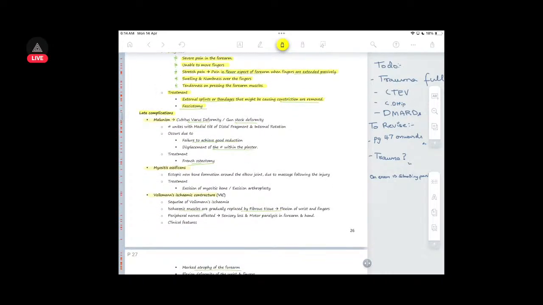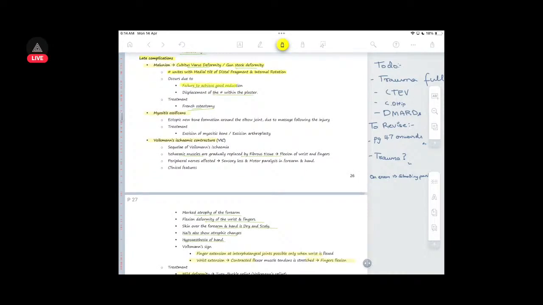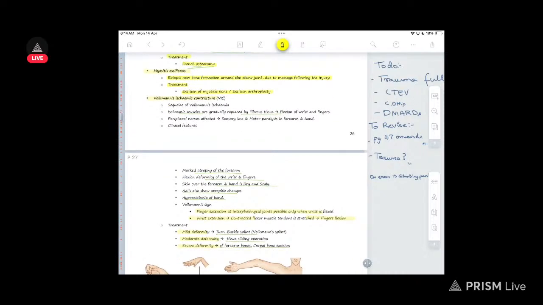Then late complication, you have malunion, which is cubitus varus deformity or gunstock deformity. Fracture unites with medial tilt of the distal fragment and internal rotation. It occurs due to failure to achieve good reduction and displacement of the fracture within the plaster. Treatment is French osteotomy. Myositis ossificans is ectopic new bone formation around the elbow joint due to massage following the injury. So treatment is excision of the myositic bone with excision arthroplasty.